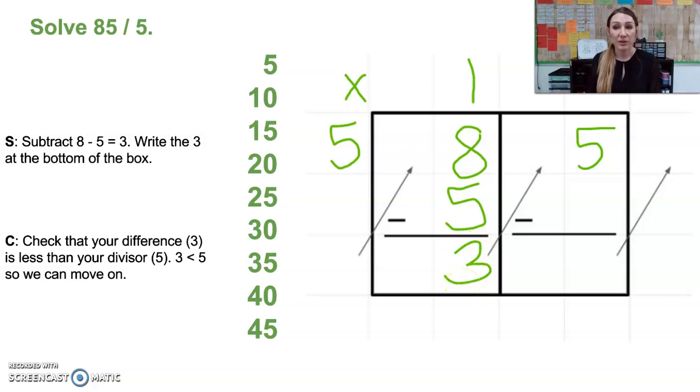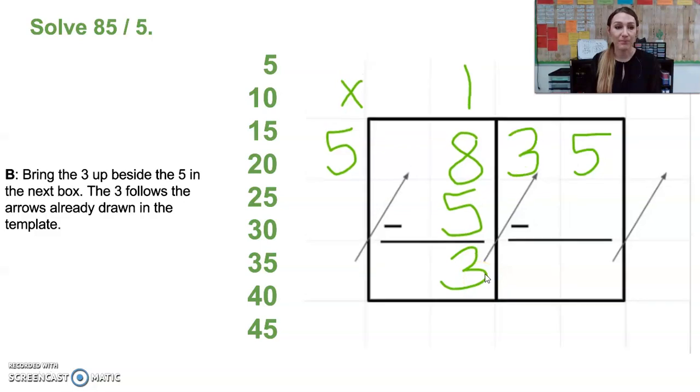Now my next step is to check, and this check is pretty important. I need to make sure that this difference between 8 and 5 is smaller than my divisor. If it's not smaller, that means that I've missed a multiple and I need to go back and check to see if it's possible that I can divide 5 one more time. Because our difference is smaller, we're going to go ahead and move on to the next step.